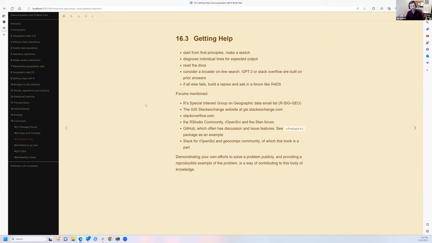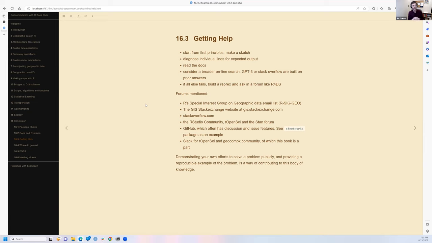Some comments on getting help that are worth repeating. To start from first principles, make a simple sketch. Diagnose individual lines to make sure the output is what you expect, the class or the type of output. The docs are always available in R. After reading the docs, you could do a broader online search. Stack Overflow and Google have been useful, and most recently GPT-3 is there, but they're all built on people who generously asked the question in public and got an answer in public. And so you're leveraging other people who had the same conversation. If that still fails, build a reprex, a reproducible, simplified example, and ask in a forum.